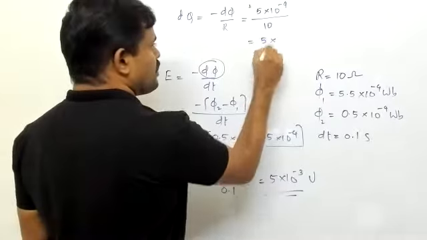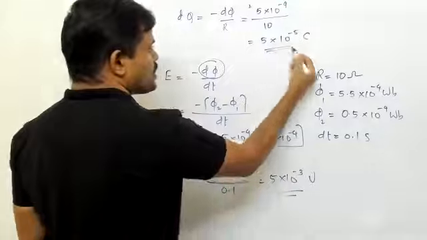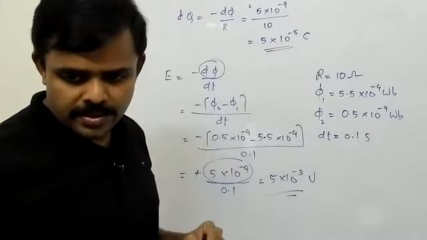That would make it what? 5 into 10 goes numerator, 10 power minus 5 coulomb. Charges in coulombs. Did you understand?